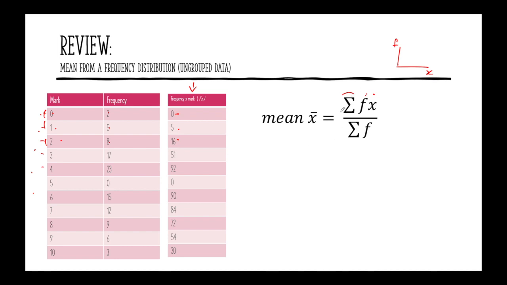We find the summation of them. So we add them all up. And then we divide that by the summation of our frequencies. So we just add up all of the frequencies here. That should give us our total cumulative frequency, which is really n. So this is equal to the summation of f multiplied by x, all over n, which is the total number of students, which is what you will get when you sum the frequencies.